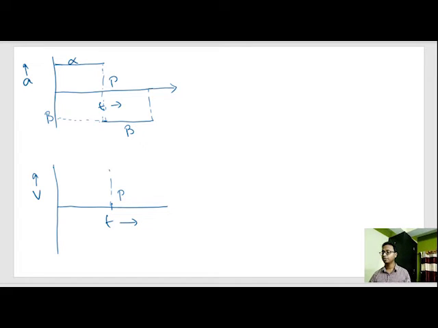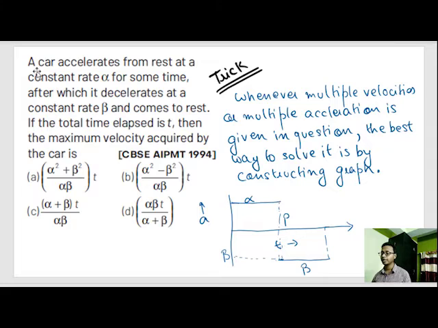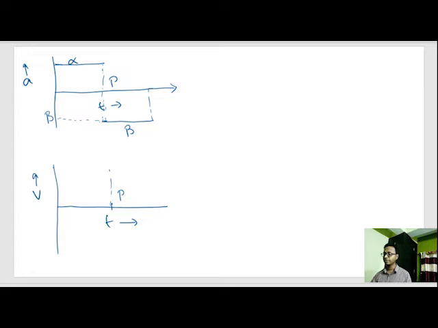till t is equals to p seconds, we had a constant acceleration of alpha. That means our straight line would go something like this. But where would the straight line start from? In order to get that hint, let's look at the question. A car accelerates from rest. That means at time t is equals to 0, v is equals to 0. So we got the starting point of the graph. Now it is a straight line till point t is equals to p.